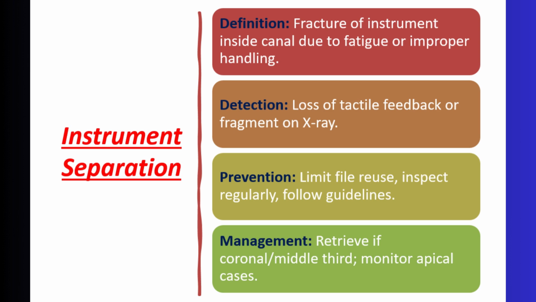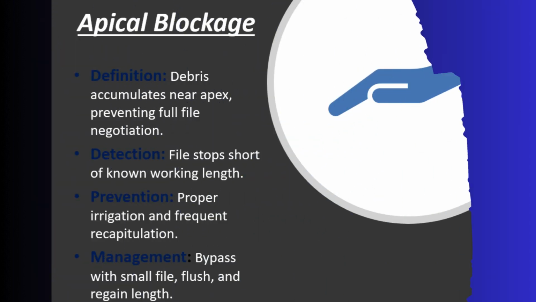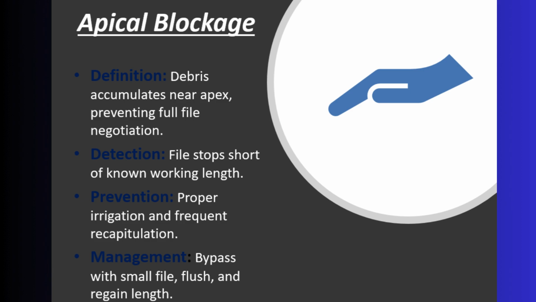Management: attempt retrieval with ultrasonic tips. If not possible, bypass or obturate to the fractured segment. 5. Apical blockage. Explanation: pulp tissue, dentin debris, or broken file block the apex. Example: increased resistance during instrumentation. Radiograph shows sudden halt at mid-canal.